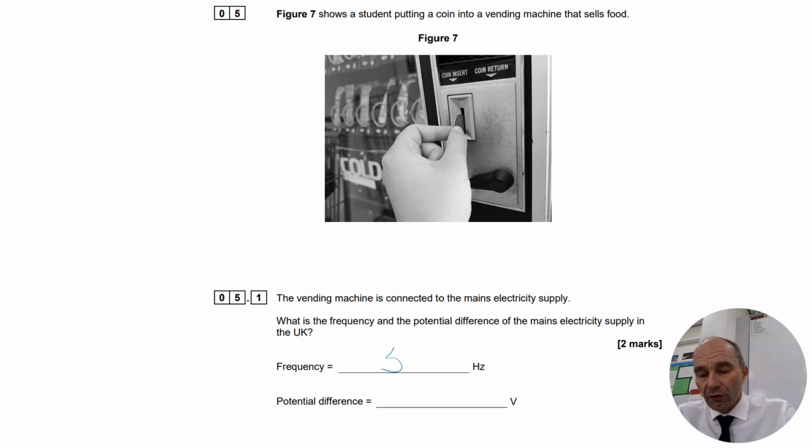So just learn these 2 numbers. It is a frequency of 50 hertz, and the potential difference is 230. And you have to be exact with the numbers on that.